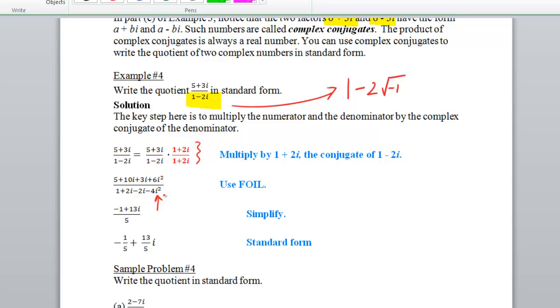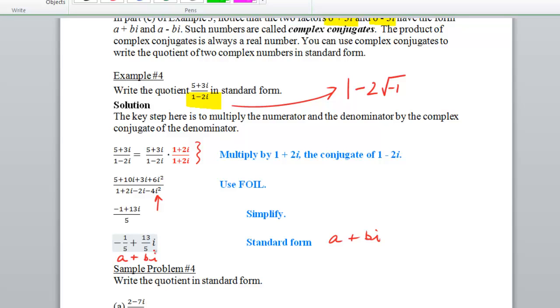Now, as a final part of simplifying these types of problems, you must write the final answer in standard form, which is a plus bi. And you can see here, negative 1 plus 13i over 5. Having that common denominator actually combines those two parts together, and we want them to be separate. So when we separate them with the denominators, we're actually separating the real part from the imaginary part.